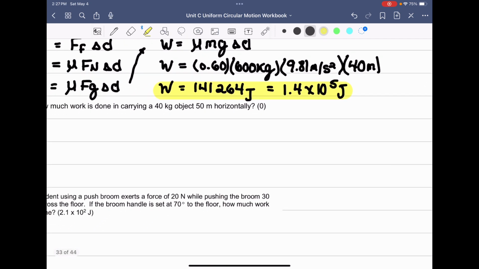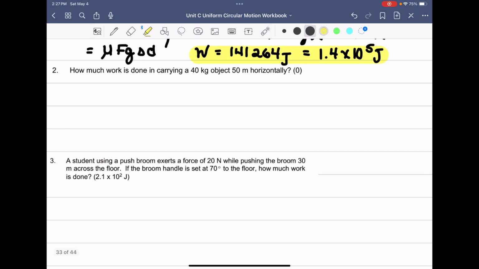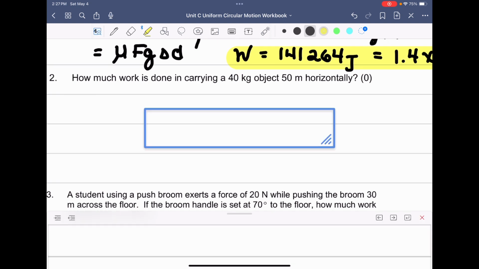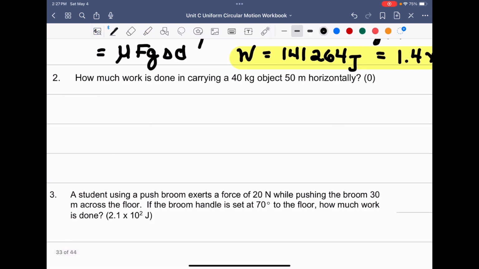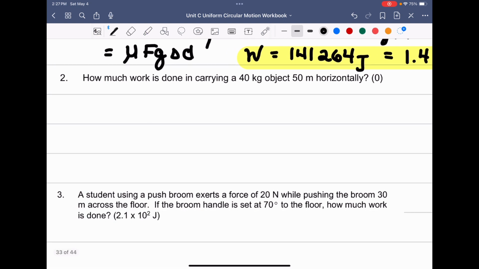Now, moving on to our second example: how much work is done in carrying a 40 kilogram object 50 meters horizontally? What I'm going to assume here is that our potential energy stays the exact same and we're traveling at a constant speed. So I'm going to write those 2 assumptions here because this is a bit of a tough one because it's not really implied here.